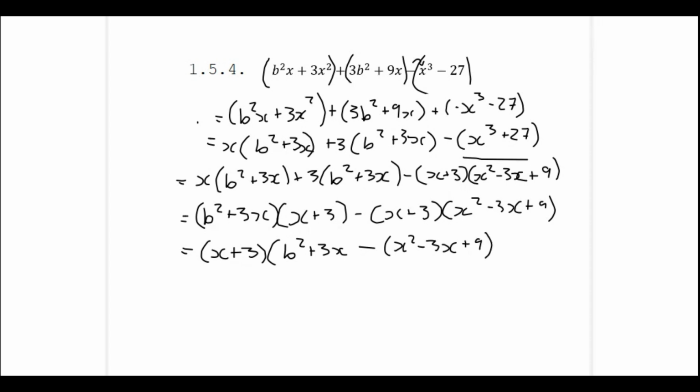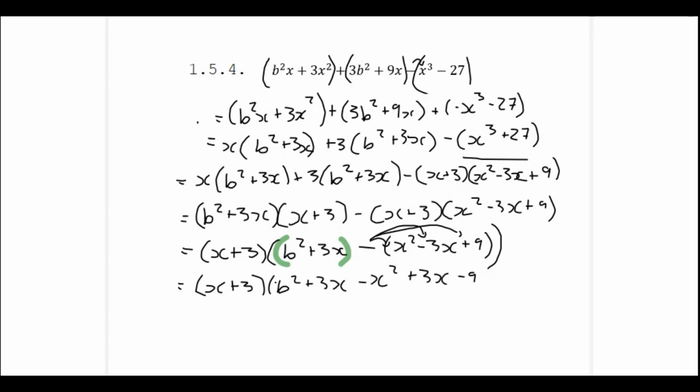What happened there was we took out the x plus 3, what was left, b squared plus 3x, let me just put that in brackets there, b squared plus 3x. The minus stayed, and then we had that, meaning we need one more bracket here. Let's times this minus in and solve, because we are not done just yet. So we get x plus 3, b squared plus 3x minus x squared plus 3x minus 9.